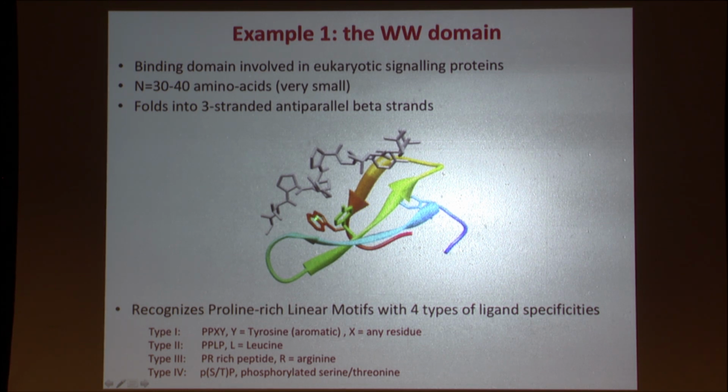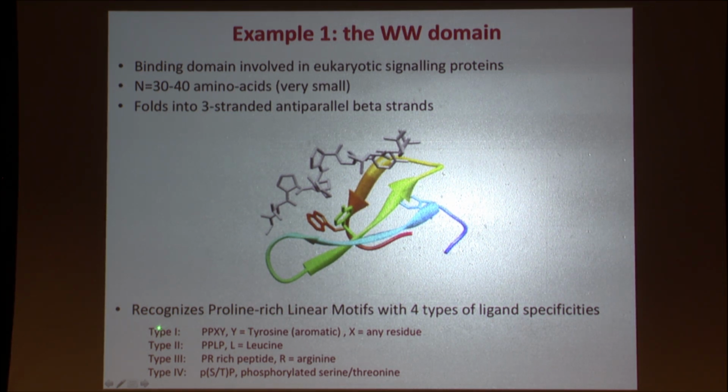And you can see also the side chains of two Ws, two tryptophans. So W is the letter for tryptophan. And these Ws, these tryptophans, are highly conserved in this WW domain, and they actually gave the name of the domain. They are found in most of the sequences coding for this domain. So the ligands that this domain is able to bind to are proline-rich linear motifs, and they are known to be divided into different groups according to their specificities, okay?